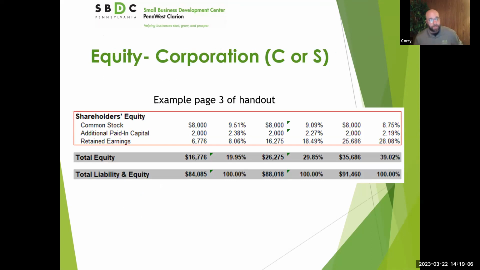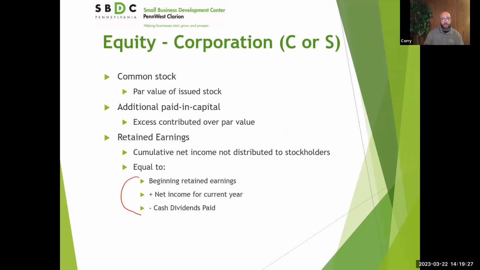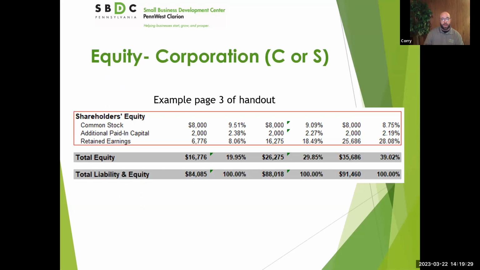So here we go. Here's a slide for the S corporation showing exactly what I talked about. The capital stock is like the initial investment to start the business. The additional paid in capital is anything extra above and beyond that. And then your retained earnings, we calculated from this equation right here, and that equals 16,776.